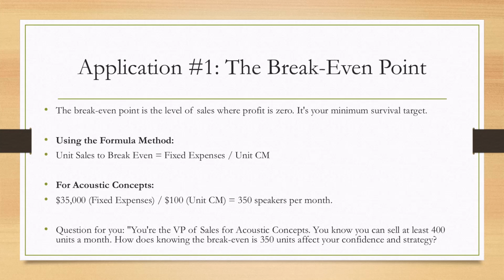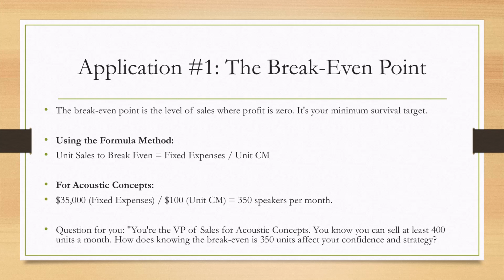Now let's move into the practical applications. The first and most fundamental is calculating the break-even point. This is the sales level, in either units or dollars, at which your profit is exactly zero. Think of it as your company's minimum survival target. Using the formula method, we can calculate the unit sales needed to break even by dividing our fixed expenses by our unit contribution margin.